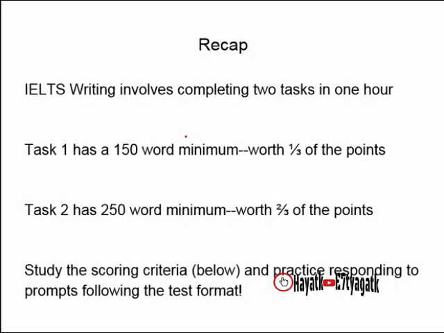Okay, so to review, IELTS writing involves completing 2 tasks in an hour. Task 1 is 150 word minimum, and it's worth 1/3 of your points. Task 2 is a 250 word minimum, worth 2/3 of your points. So for timing, most people spend 20 minutes on task 1 and 40 minutes on task 2. Go to the scoring criteria that I've included on the link below and practice responding to prompts using the real test format as much as possible. Okay, so we will have much more on the writing section in our writing lessons.